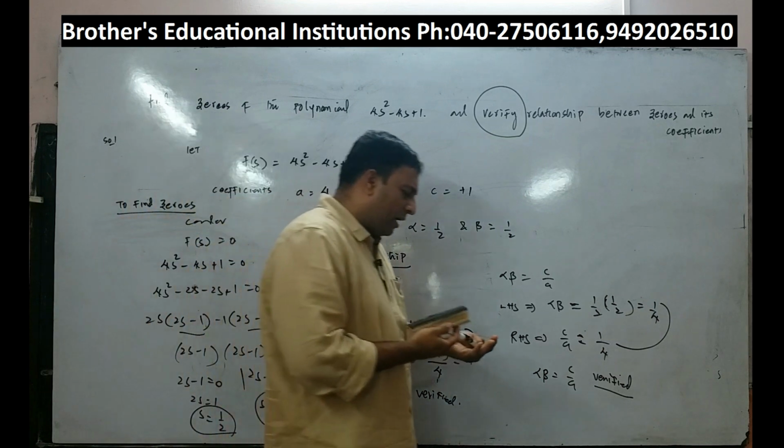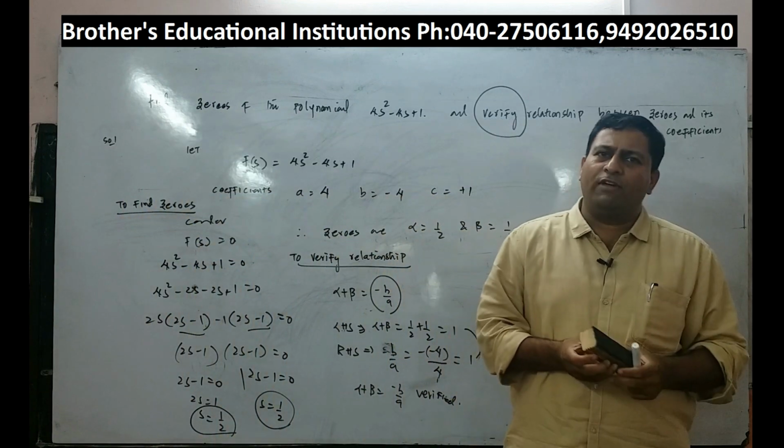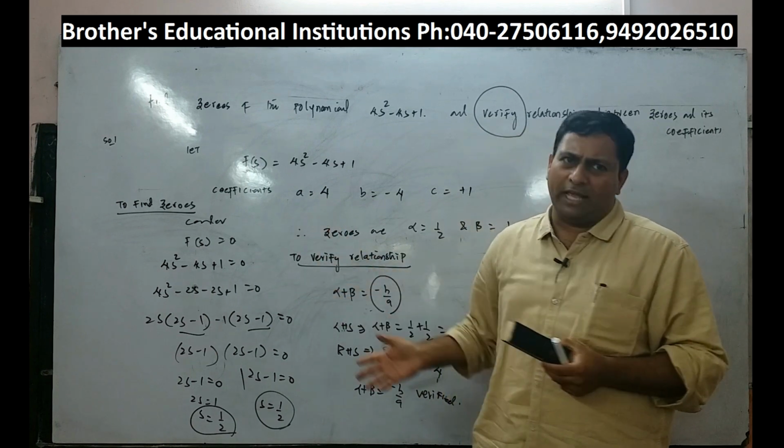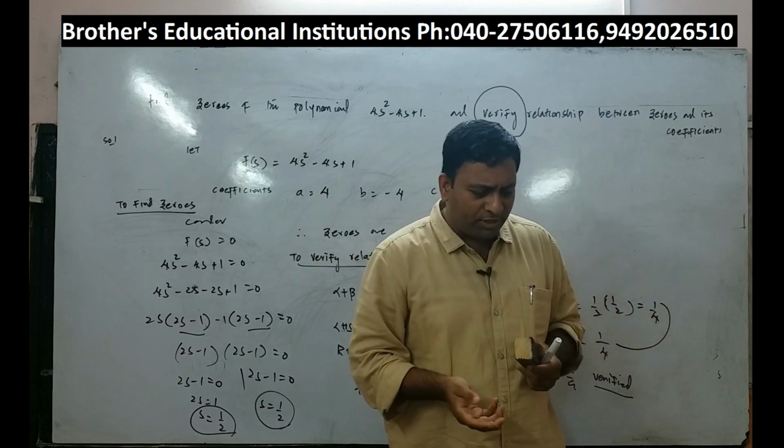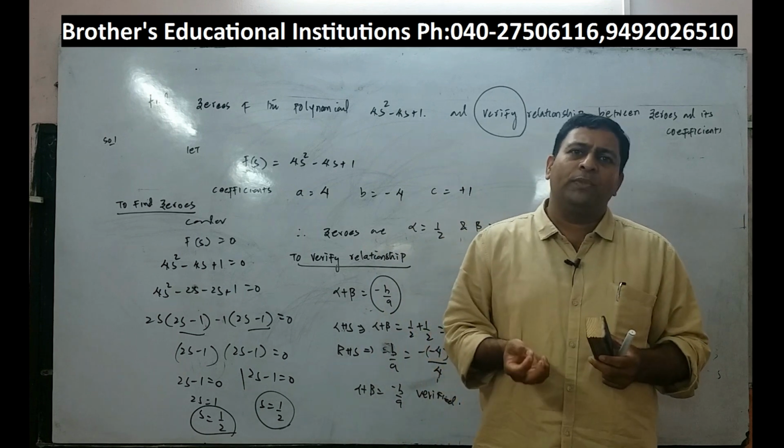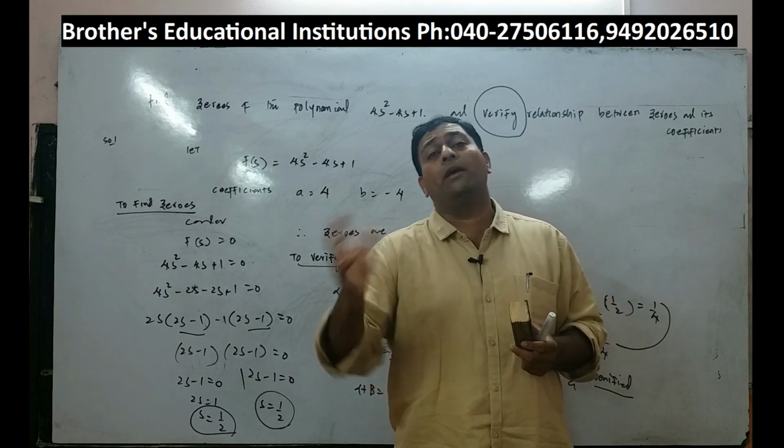So whenever a quadratic equation is given to you, you can verify the relationship, you can find the zeros like this. I want you to practice more and more questions, and in the next class we will deal with verifying the relationship of a cubic polynomial.